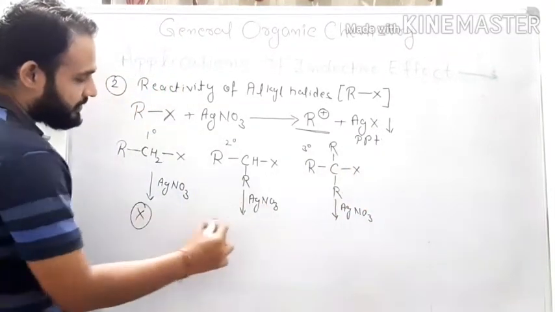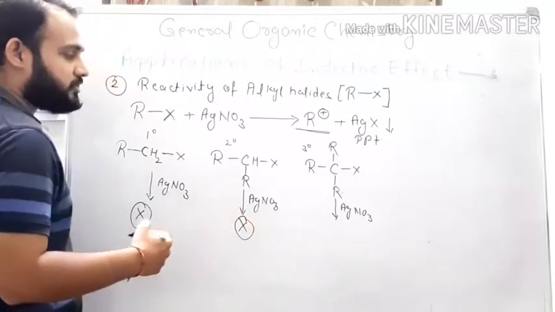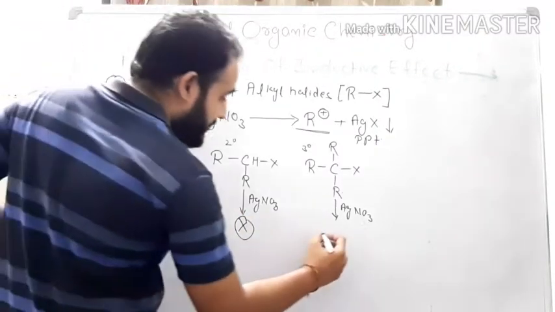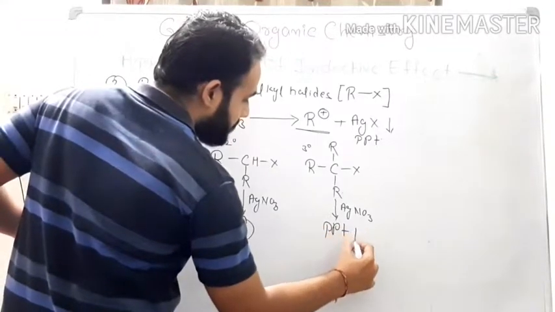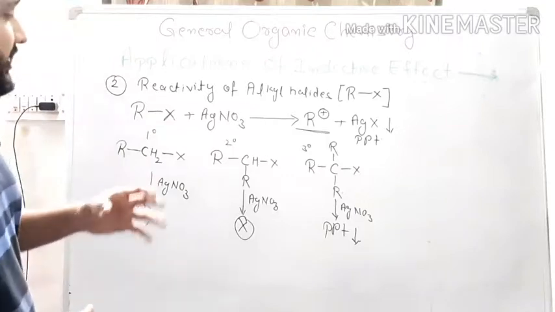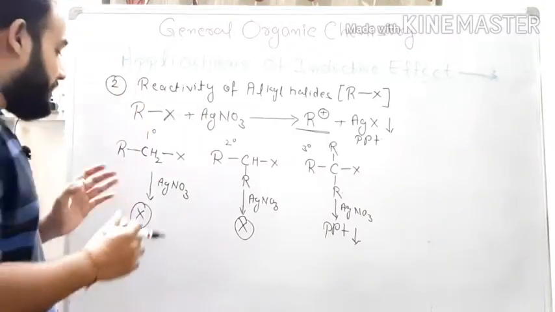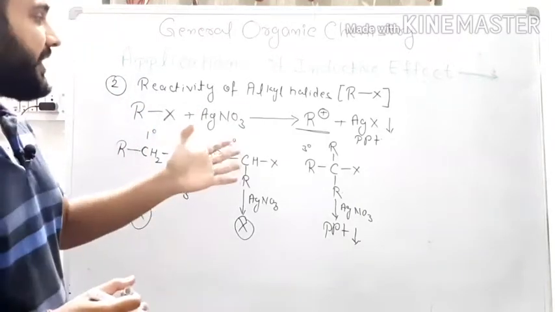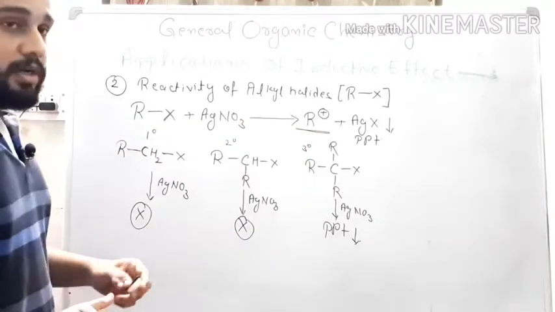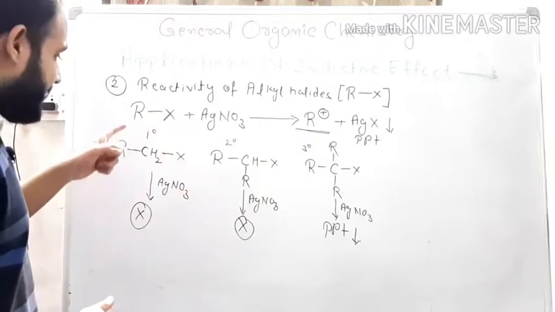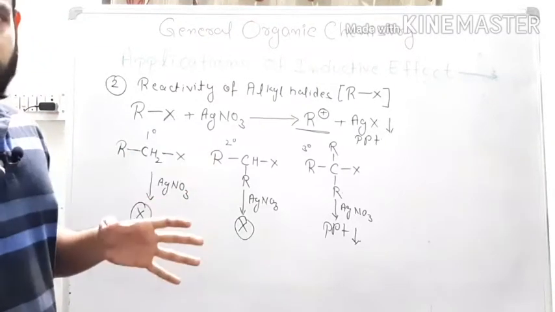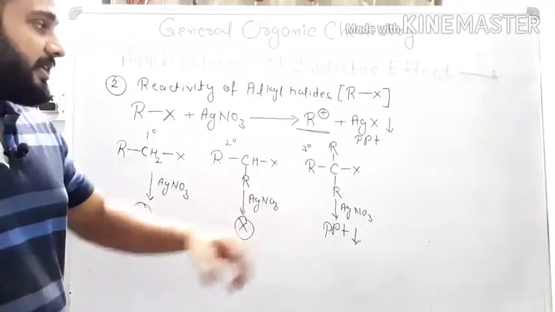There will be no precipitate in the case of primary and secondary alkyl halide, but here a precipitate is obtained. This is a test of alkyl halide, that is primary, secondary or tertiary. Primary and secondary don't give this test, but tertiary alkyl halide gives a precipitate. Now you can see that here a primary carbocation forms, which is unstable, here secondary and here tertiary.